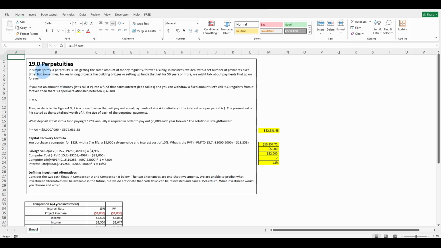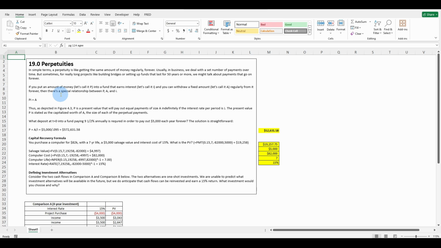In simple terms, a perpetuity is like getting the same amount of money regularly, forever. Usually in business, we deal with a set number of payments over time, but sometimes for really long projects like building bridges or setting up funds that last for 50 years or more, I talk about payments that go on forever. That's a perpetuity. Console bonds, for example, would be a perpetuity.